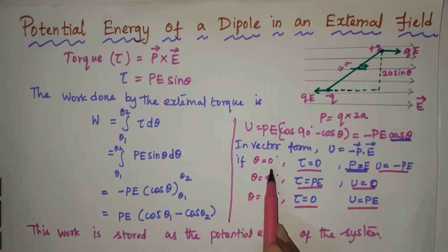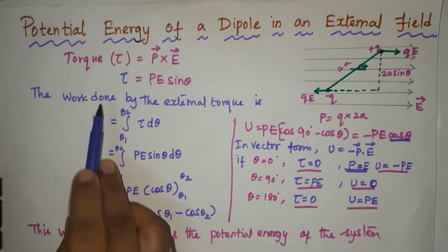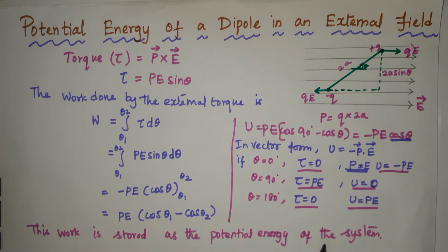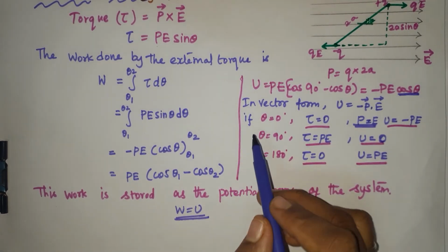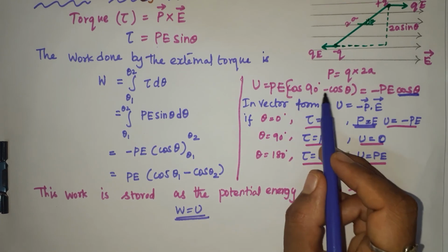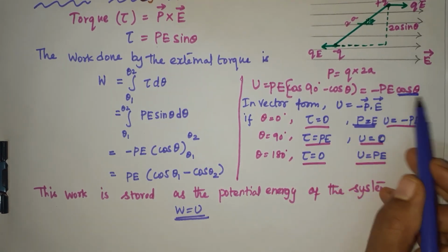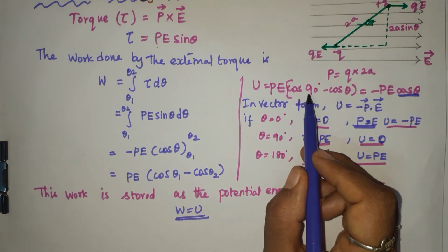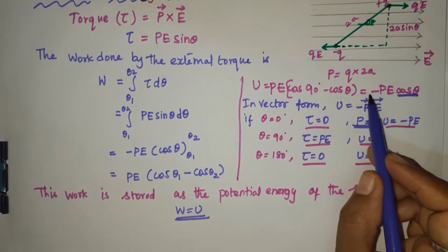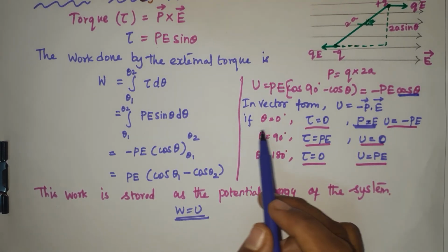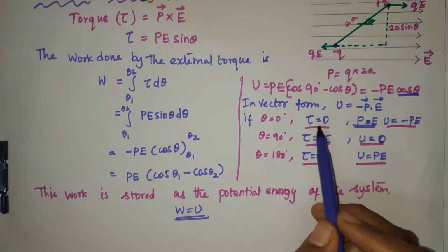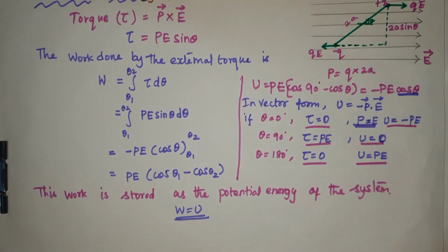So this is how we get the answers for the cases theta equal to 0 degree, 90 degree, and 180 degree. First we find the work done. Work is stored as the potential energy of the system, so W equals U. Then U equals PE into cos 90 minus cos theta, which is minus PE cos theta. In vector form, U equals minus P dot E. So for 0, 90, and 180 degrees, you can find the tau and U answers using this.